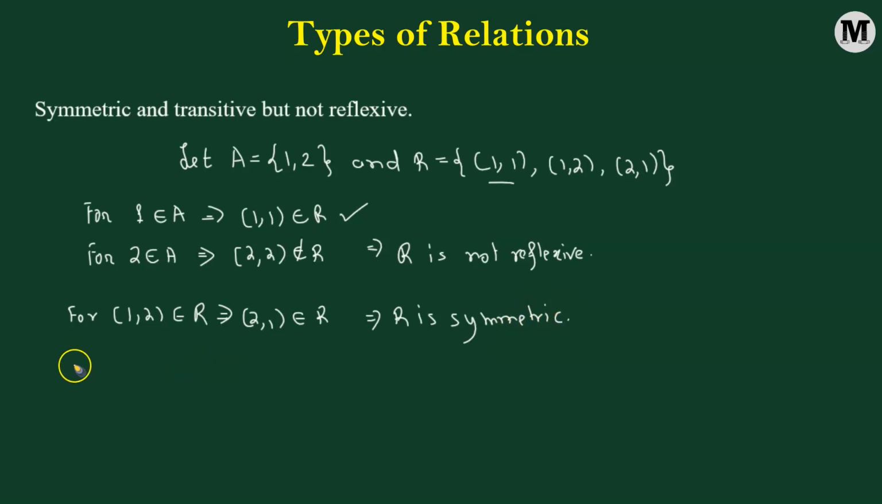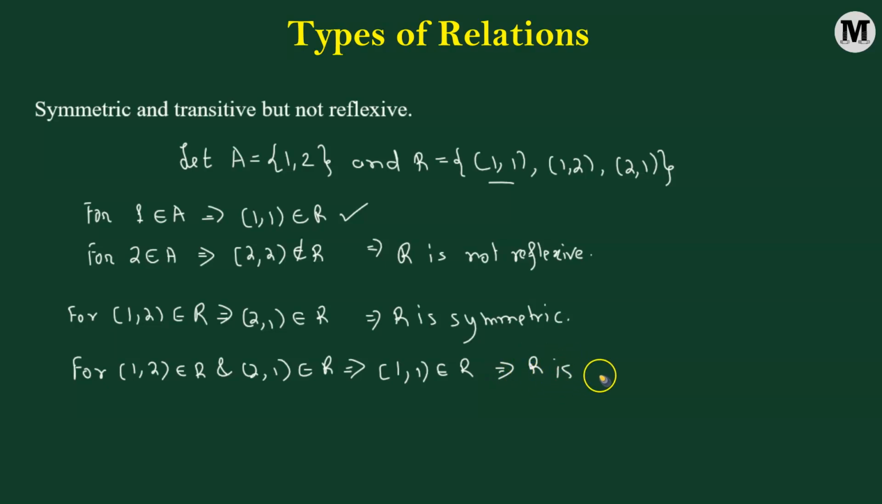Then finally we'll check for transitivity. For (1, 2) belonging to the relation R and (2, 1) belonging to the relation R, it immediately tells us that (1, 1) also belongs to the relation R. So the given relation R is transitive as well. With the help of this example, we have shown that the relation R on A is symmetric and transitive, but not reflexive.